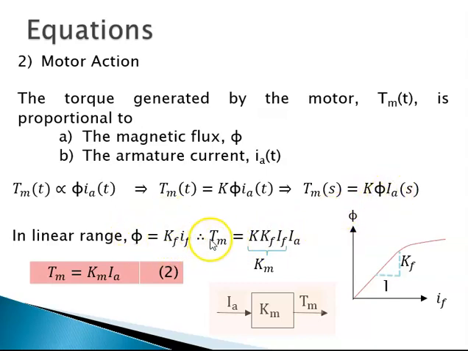So we write Tm is equal to K, Kf, If into Ia. These three quantities put together, we call it Km. And so we have motor torque is Km multiplied by Ia. And this we write as a block diagram here. We take Ia, multiply by Km, you get Tm.